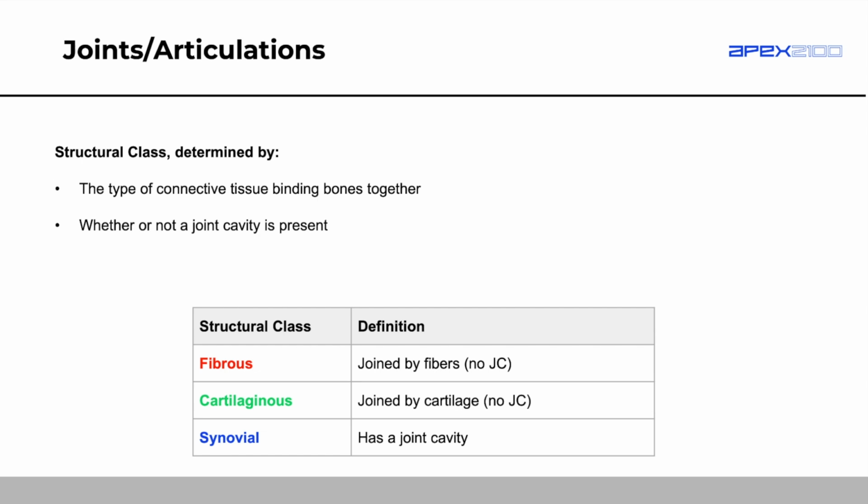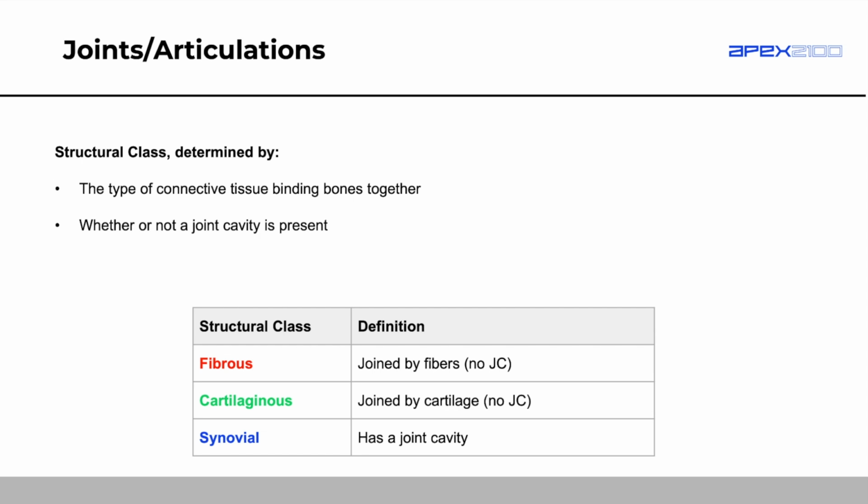Now, in terms of structural class, again, we've got 3 different classes of joints. So they're determined by the type of connective tissue that binds the bones together and whether or not there's a joint cavity present. So the first class is a fibrous joint. So this is 2 bones that are joined together by just fibers, and there's no joint cavity. So it's just these thick fibers that join together 2 bones. A cartilaginous joint is 2 bones joined together by just cartilage. There's also no joint cavity, so it's just cartilage holding these 2 bones together.